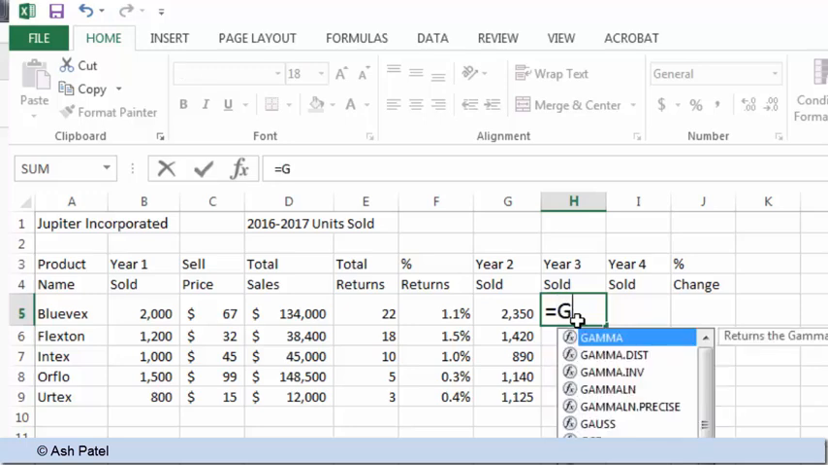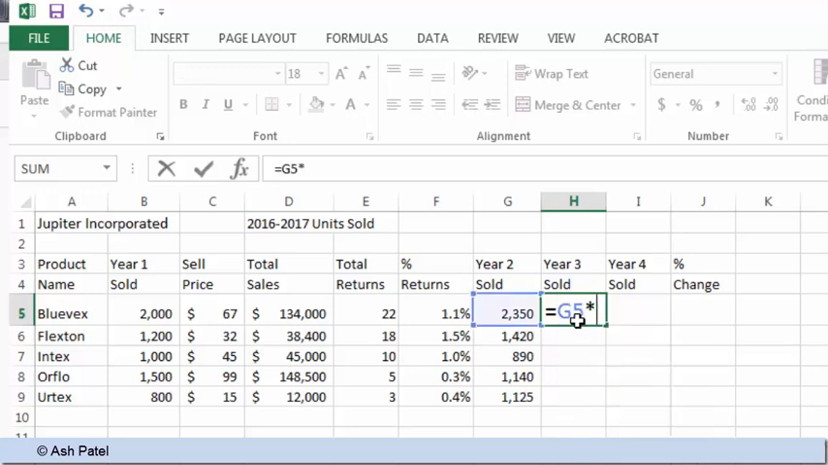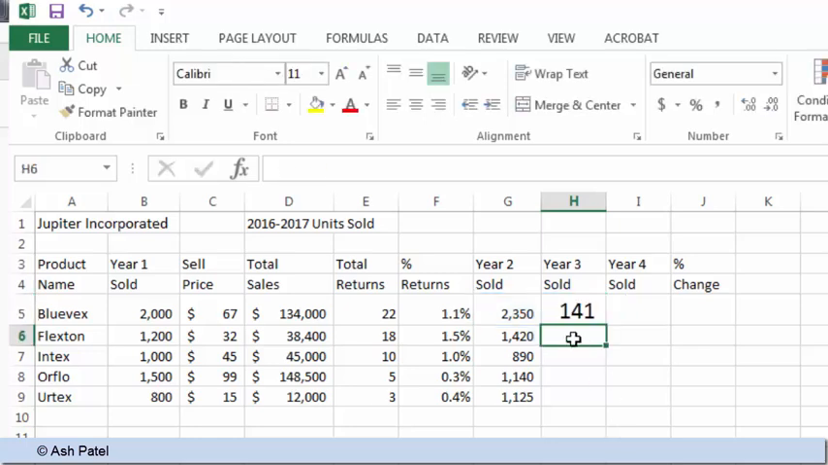Equal sign, G5 times, now we want to write 6%, so we want 6% of that, and you write it as 0.06. That is actually 6%. You can also write it like 6% sign, okay? So let's press enter. Next year, I'm going to sell 141 more units than this. But that's not how many units I'm going to sell. I'm going to sell this plus this. Think about it, right? 6% more.